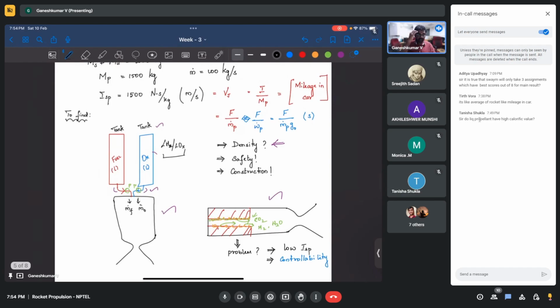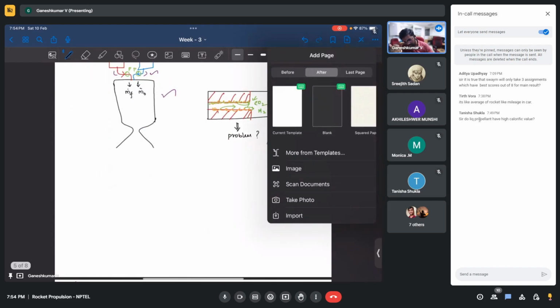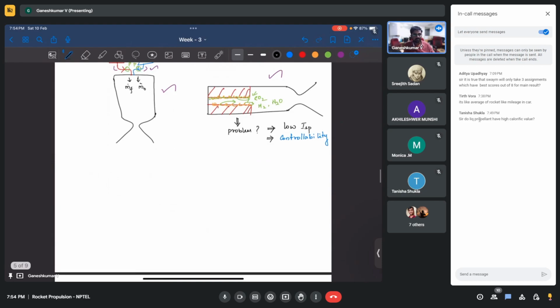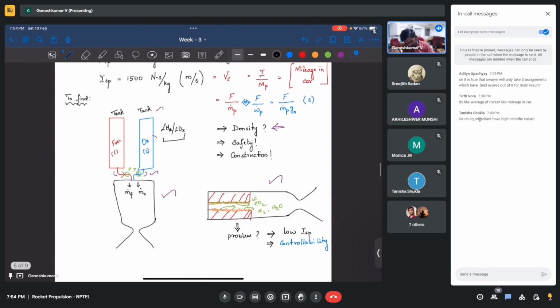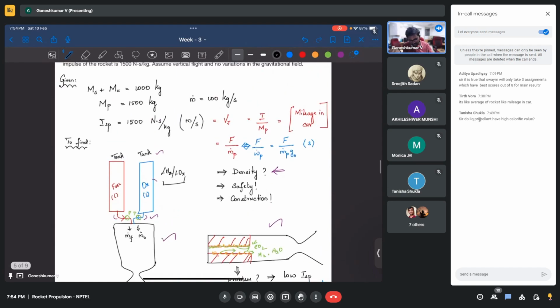So, coming back to ISP. ISP is a main performance parameter which you should keep in mind. Any rocket you design or come up with, people are going to ask what is the ISP. Only if it is higher than the present model are they going to go for it. And whatever you guys said, everything is right.